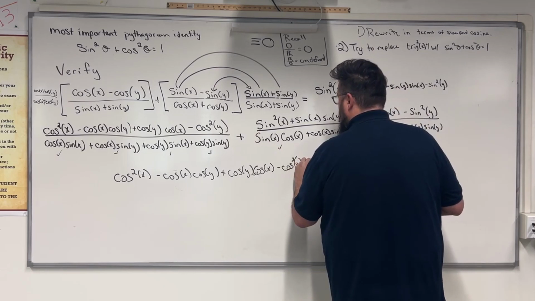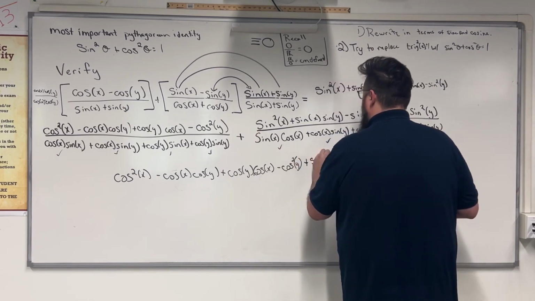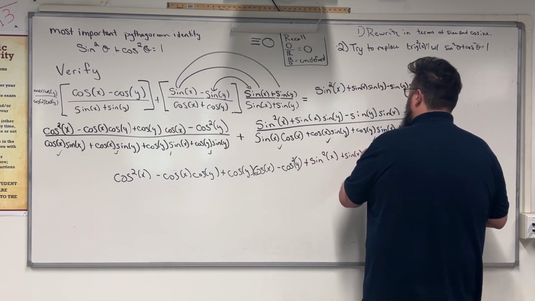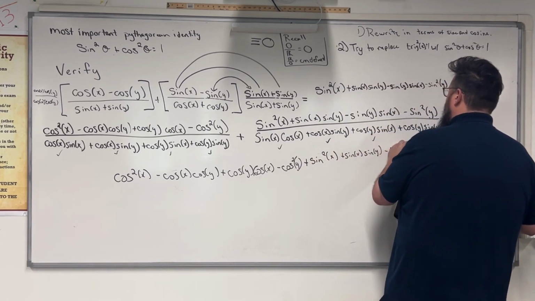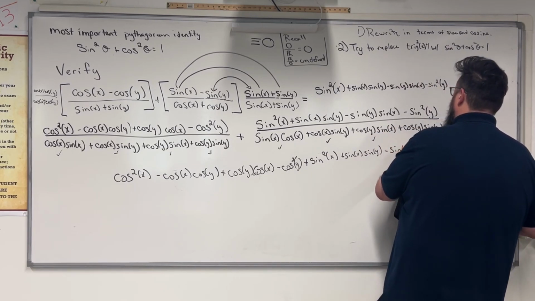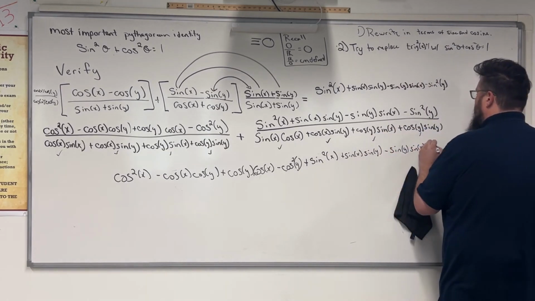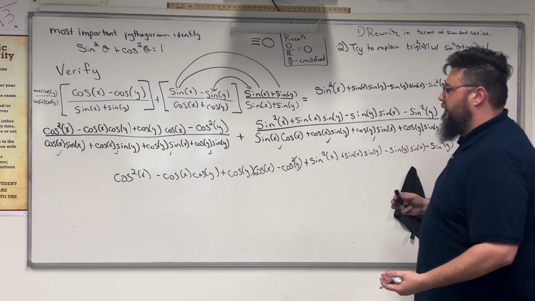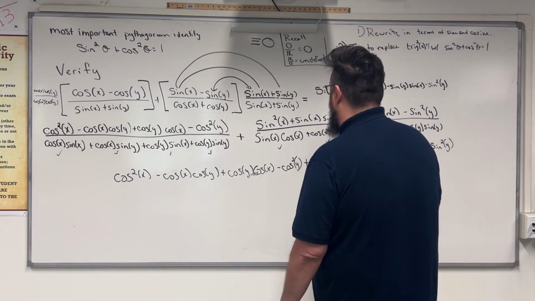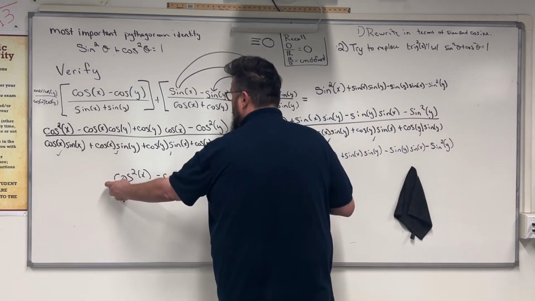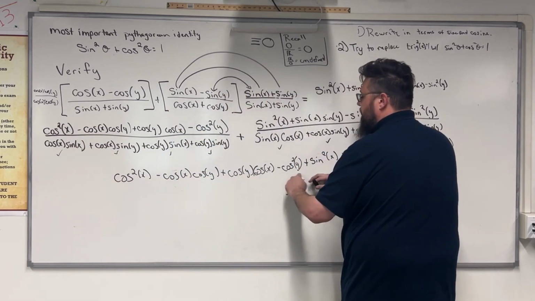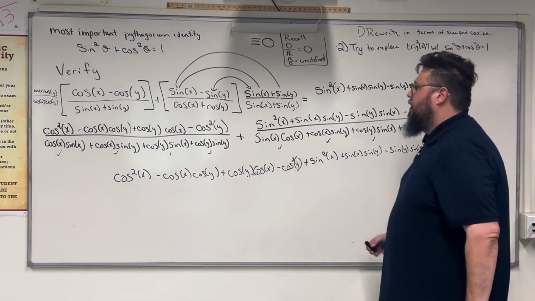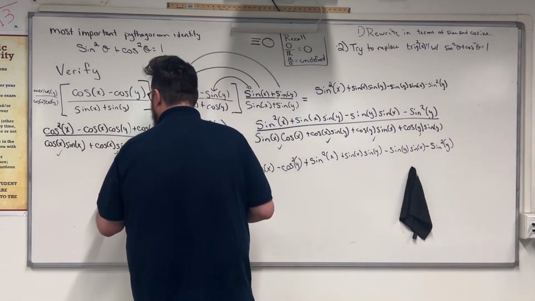So this is going to be plus sine squared x plus sine x sine y minus sine y sine x minus sine squared y. All I've done is combine this numerator that I had on the left from here over with this numerator I had on the right from here over. And that's all over the same denominator.